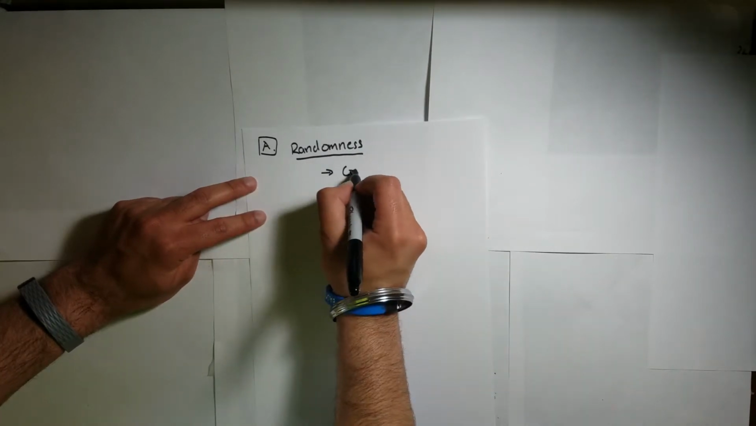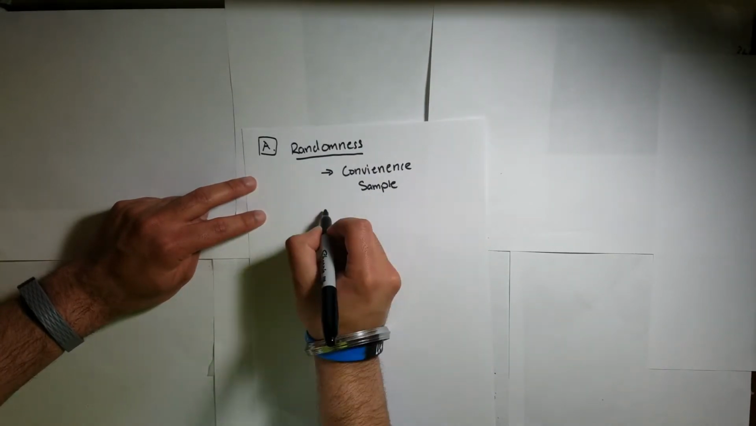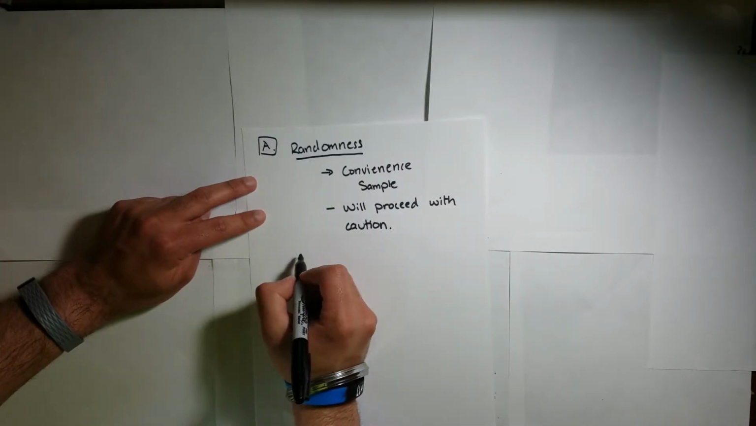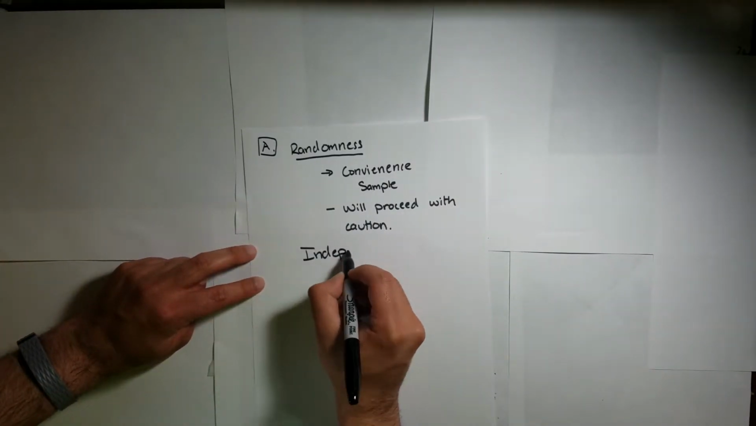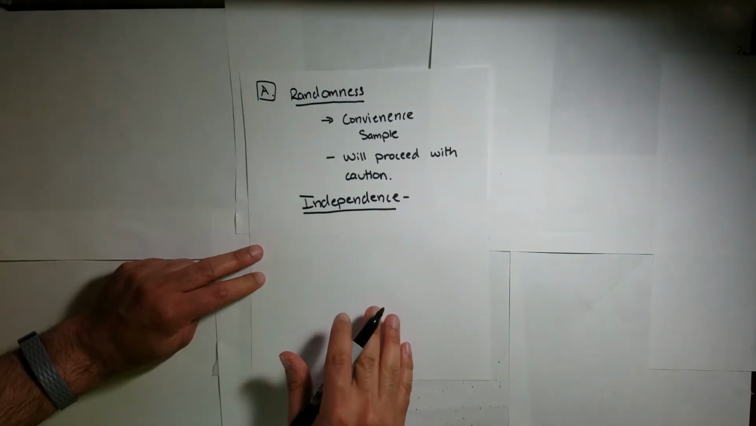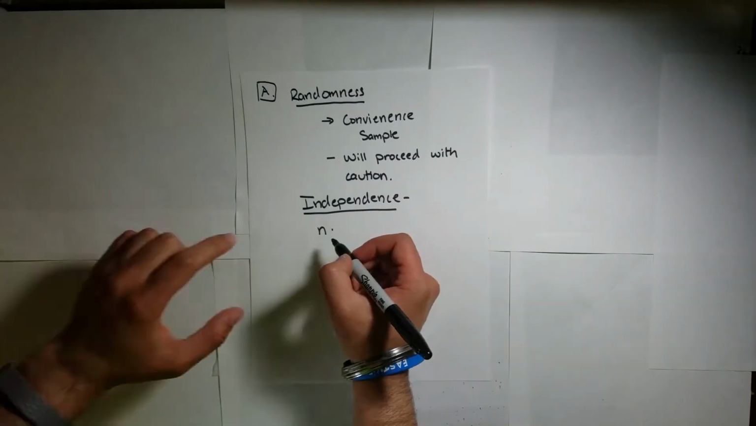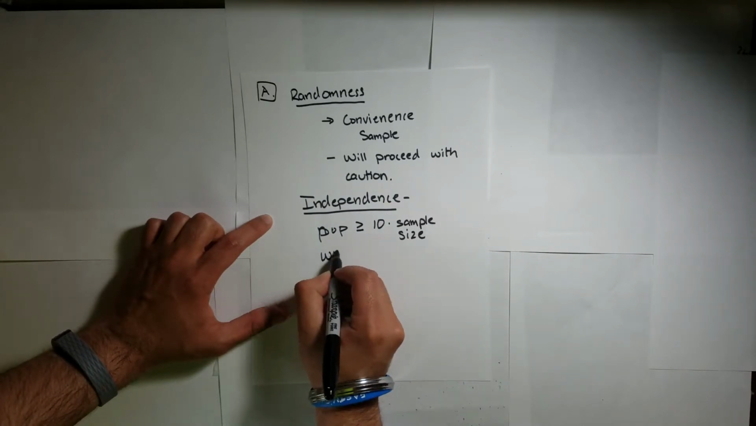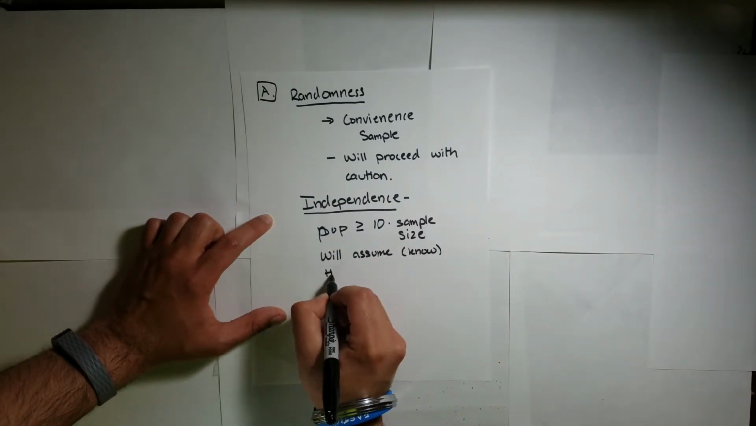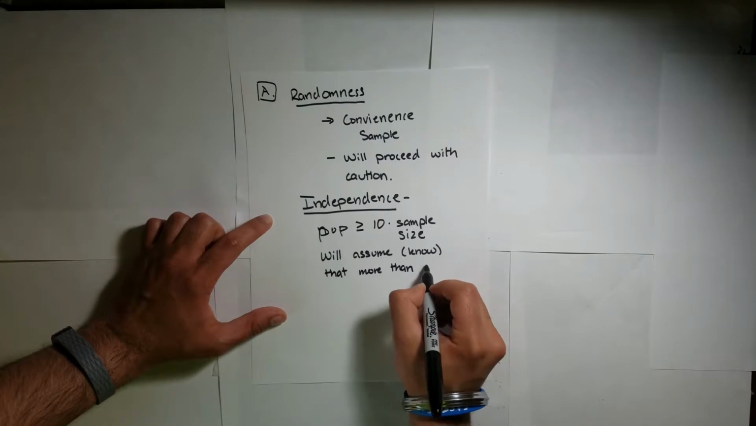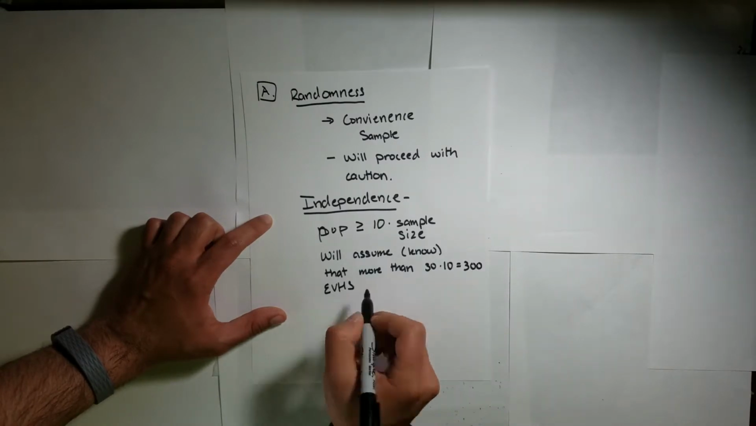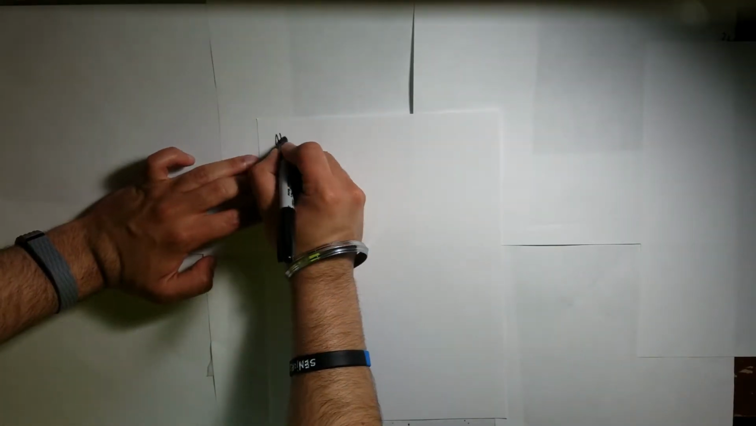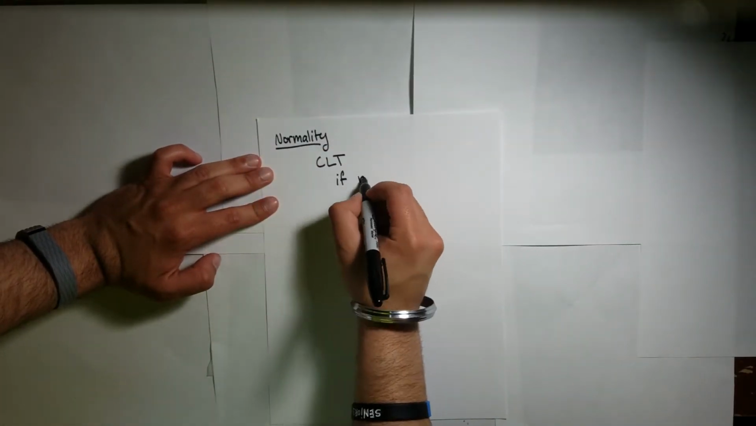In the A step, we have to check 3 conditions: randomness, independence, and normality. First, since we used a convenience sample, we have to assume randomness. Next, to check independence, we use the 10% condition. Since we know that 10 times 30, our sample size, is less than the total number of EVHS students, we know that we have independence.